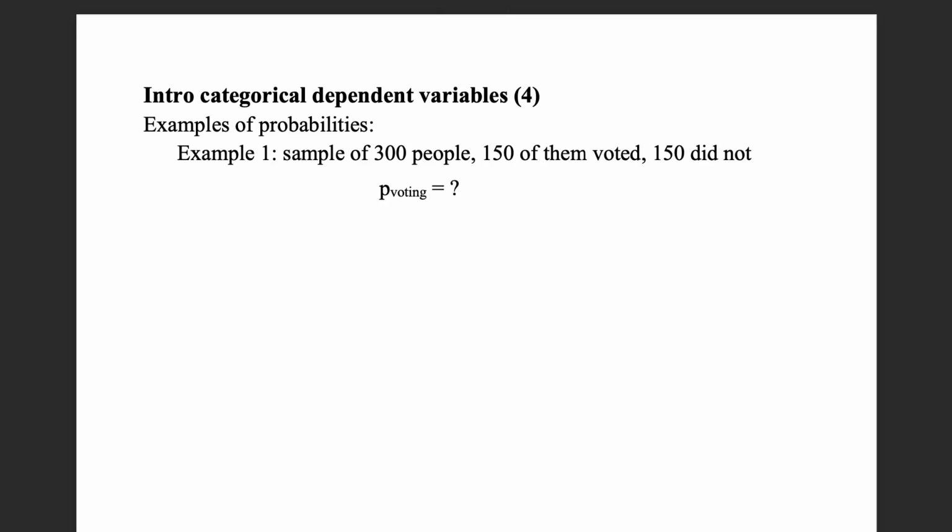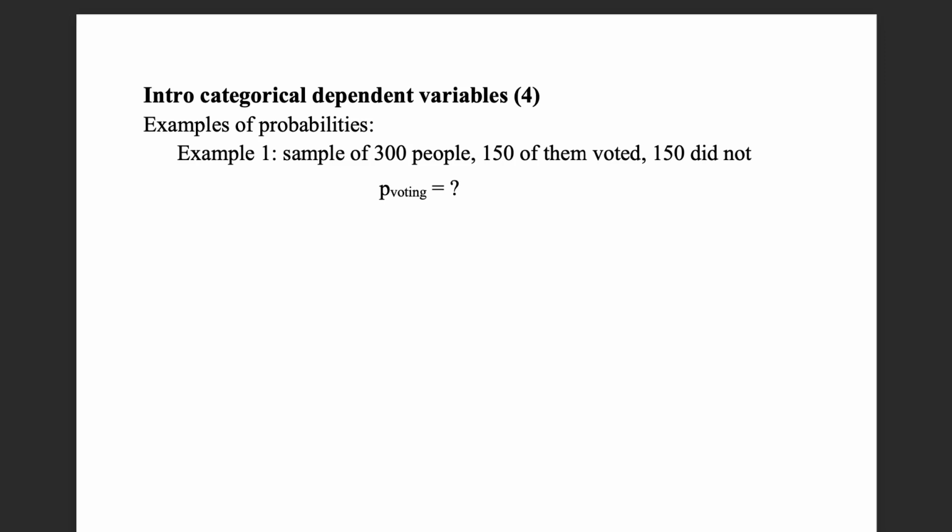So we know what the abstract formula is: the number of events divided by the number of observations. Now let's consider the example where we have a sample of 300 people, and the event that we're interested in is voting. We observed that 150 of those people did vote, and 150 of them did not vote. So what is now the probability of voting based on this sample of 300 people?